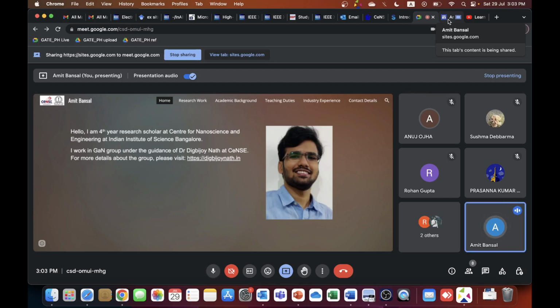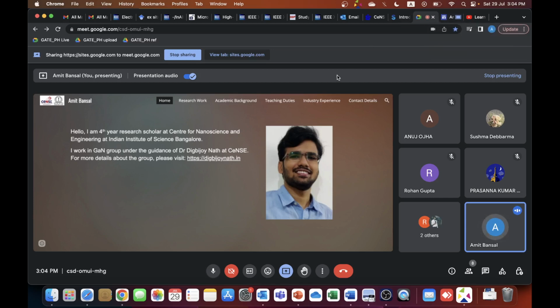My name is Amit Bansal. I am a PhD scholar at the Indian Institute of Science, Bangalore, and my department is the Center for Nanoscience and Engineering. That's a direct correlation with your course, Introduction to Semiconductor Devices, so I have some hands-on experience with that also. I worked in a gallium nitride group. Gallium nitride is a semiconductor. We'll be encountering this quite a few times during our coursework.